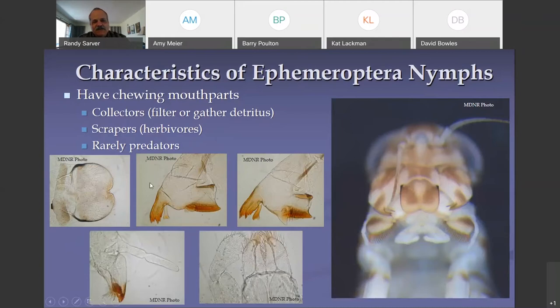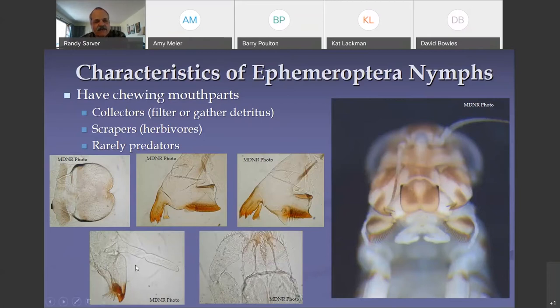Okay, the only additional thing that we maybe need to see at the family level is a little bit on the way of mouth parts. Again, as a review, on the right-hand side, you see a photo looking straight down into the mouth parts of a mayfly nymph. The top structure is the labrum. Then there's a set of mandibles as we go down, and then a set of maxilla and the labium.